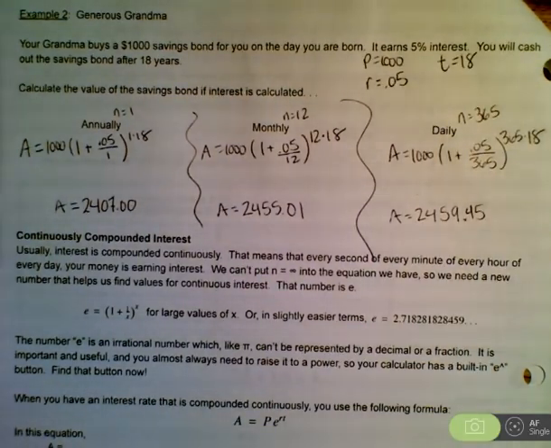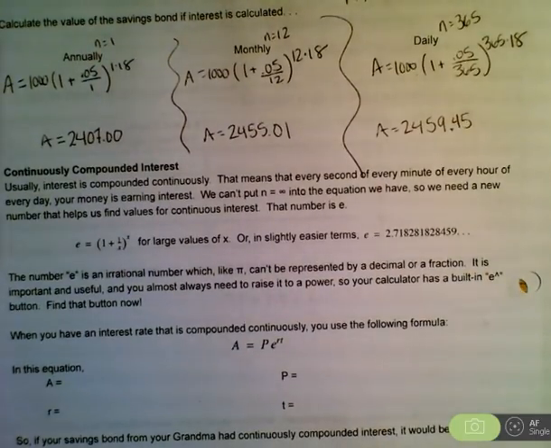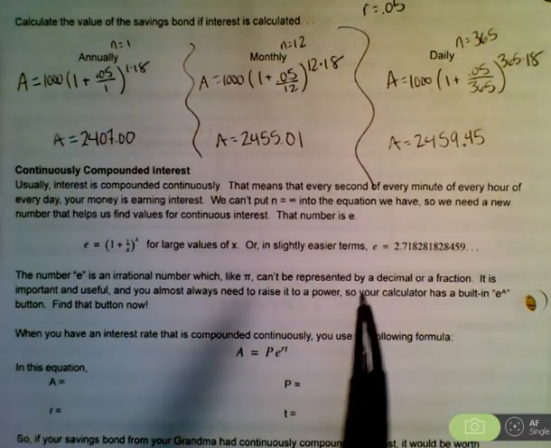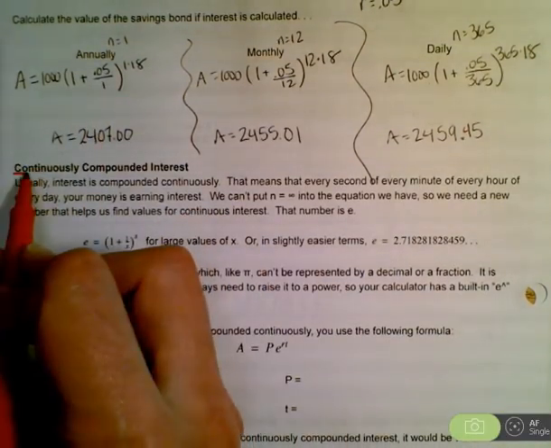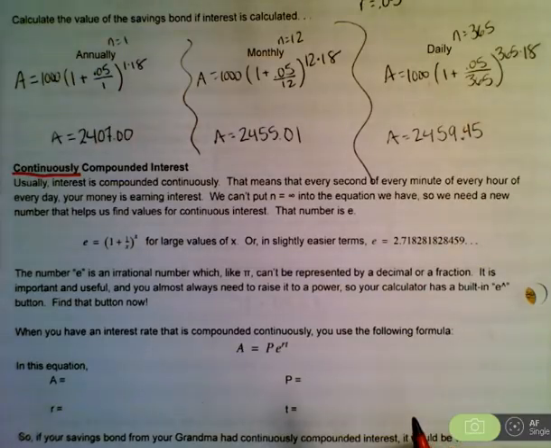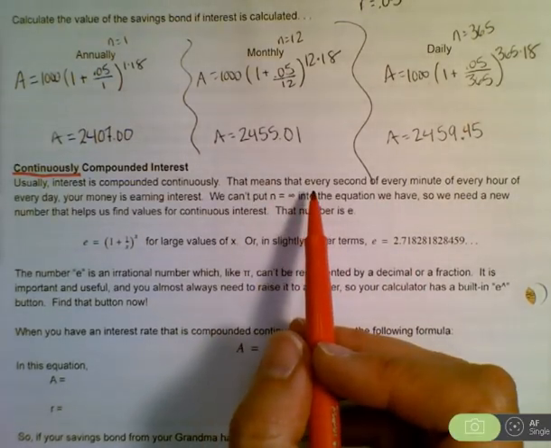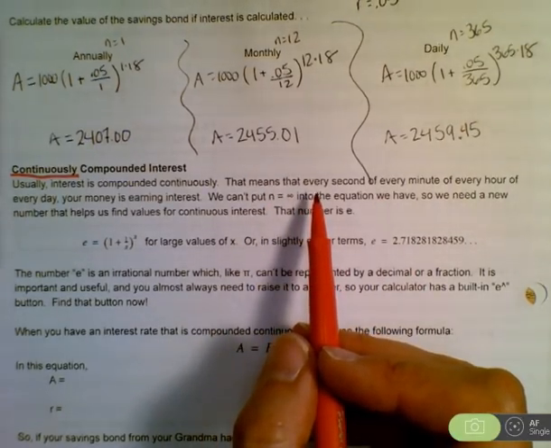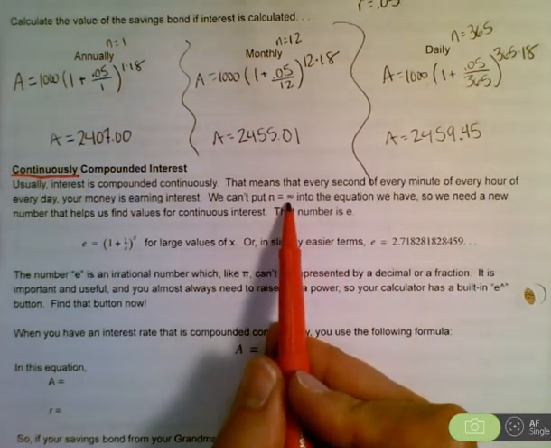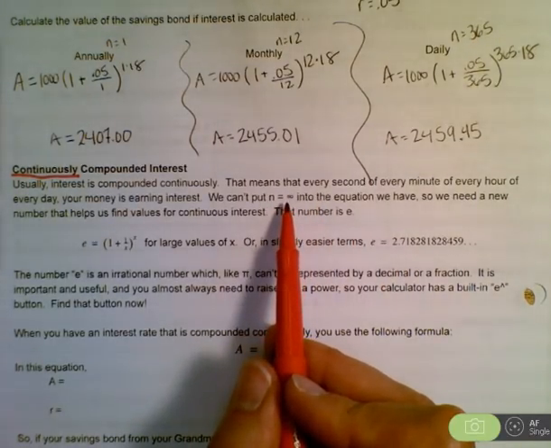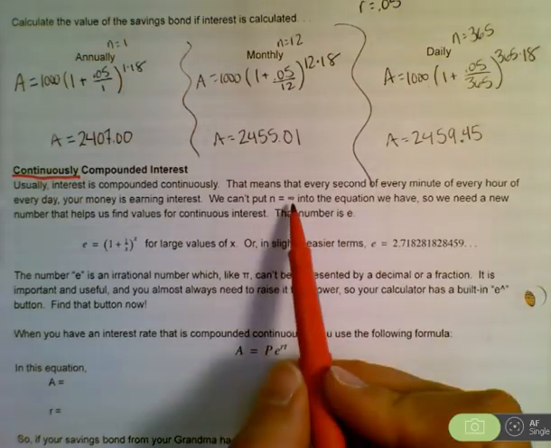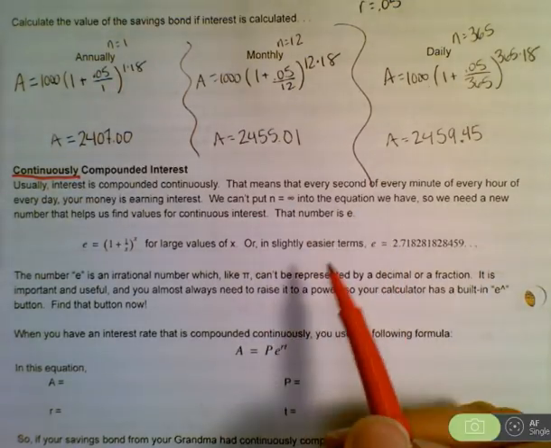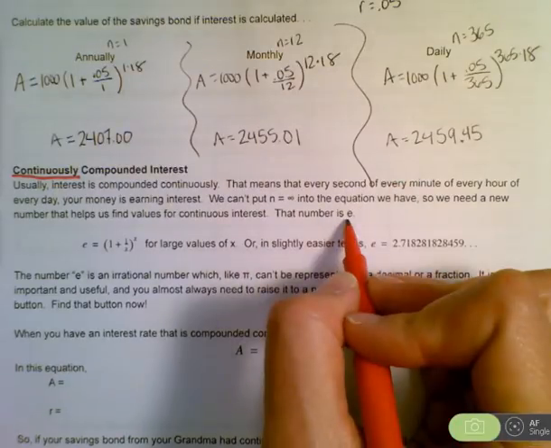So usually what happens though is you don't have interest that's compounded only a few times a year. You have what we call continuously compounded interest. And when you have it compounded continuously, it means that every instant, all the time, your money's earning interest. If you think about it, that would mean n was infinity. We can't put infinity into the equation, but there is a number that we use that has the same effect as putting infinity into the equation. It changes our formula slightly, and that number that we use is called E.